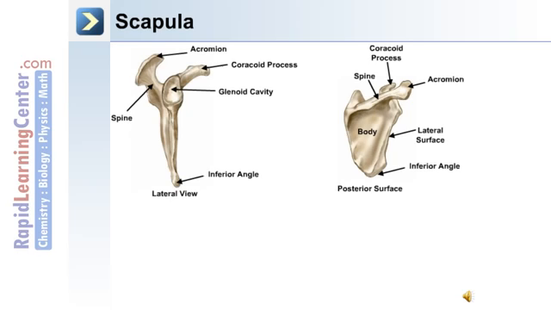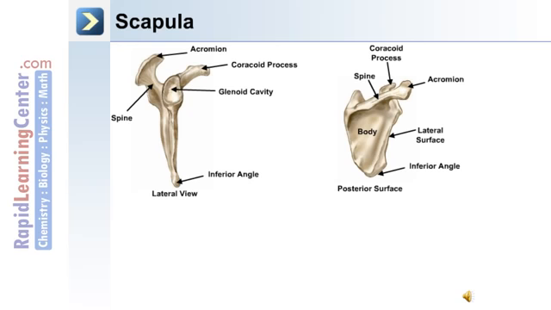The first bone of the pectoral girdle we'll discuss is the scapula, or shoulder blade. This lateral and posterior view of the scapula depicts the different surface markings and regions. The acromion and the coracoid process are two key processes in this bone. Also, you'll notice in the lateral view the glenoid cavity, and this is where the articulation between the head of the humerus and the scapula takes place.